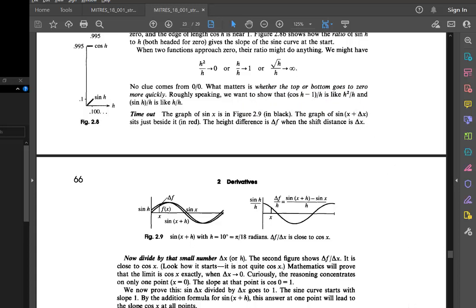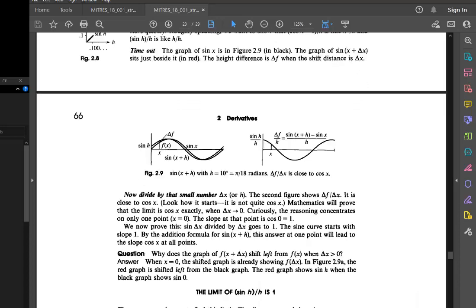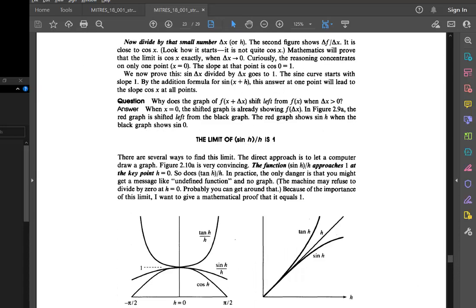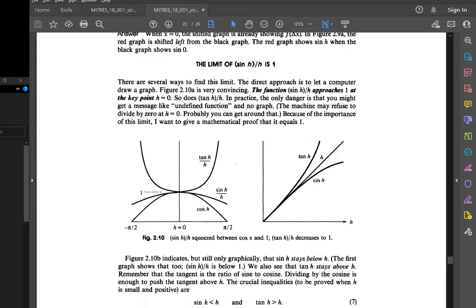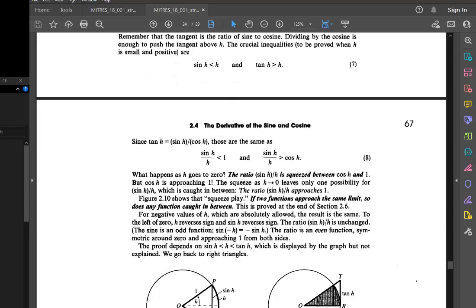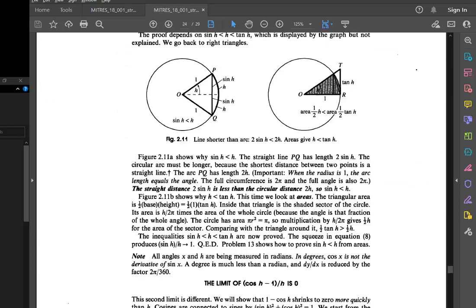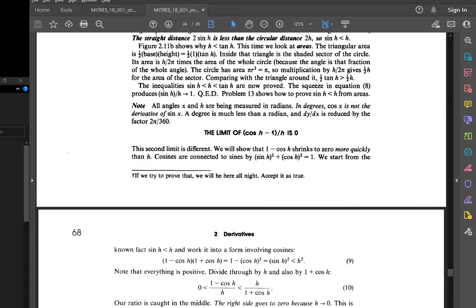All right, so they have this kind of stuff. Okay. And here he goes over the fact that sine h over h is 1. I think we had an exercise about that. And once you have that limit, you can find this limit. Limit of cos h minus 1 over h is 0.